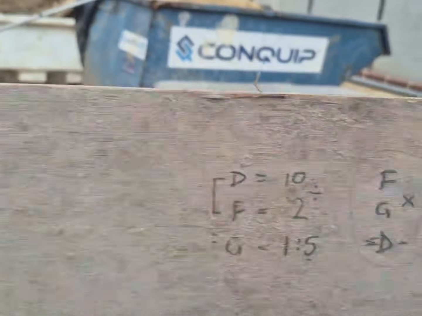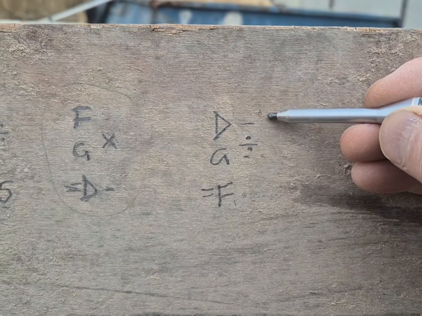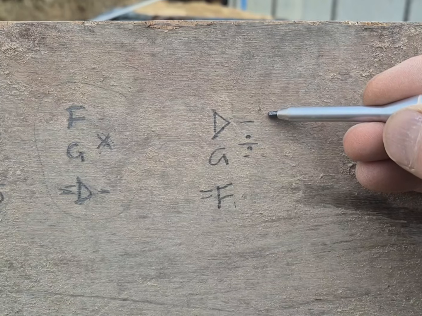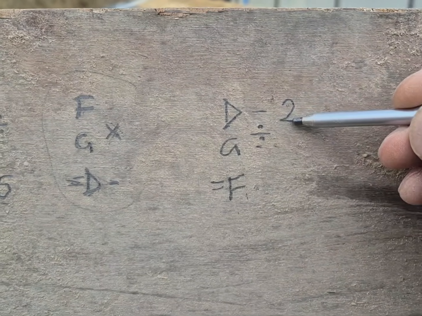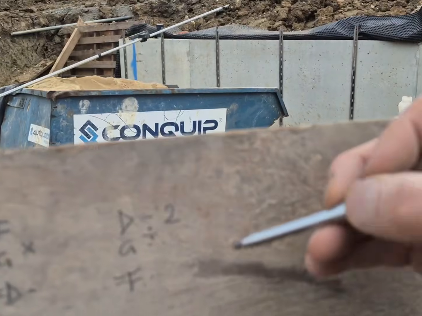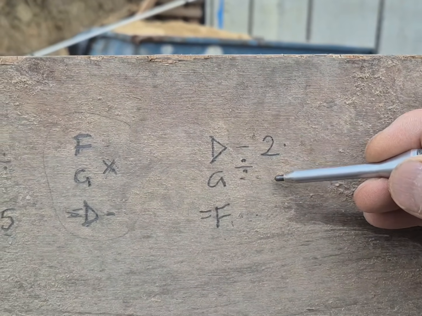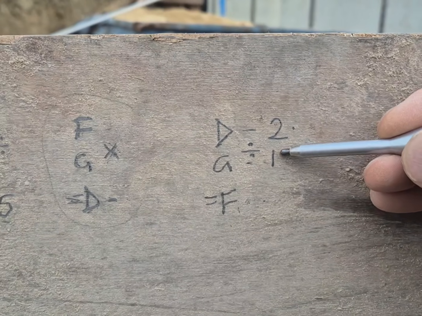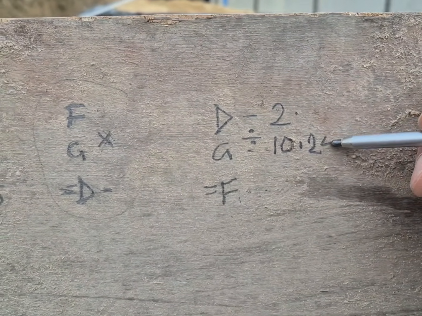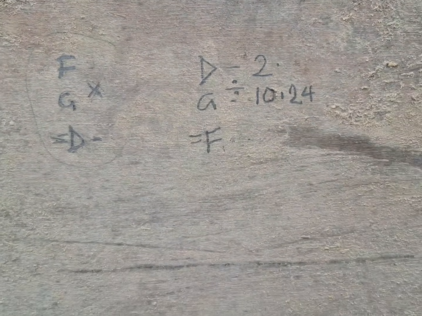So what I want to now do is put those into here. So I've got my distance, and I want 2 meters because I've marked everything in 2 meter increments. So I just want to get what the fall is in 2 meters. So 2 meters, and I've got to divide that by 10.24, and that will give me the fall over 2 meters.